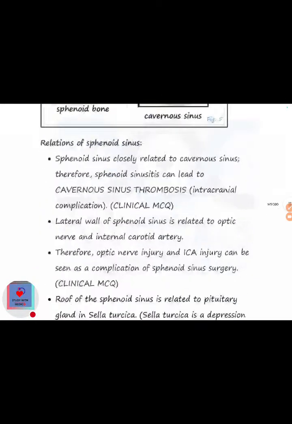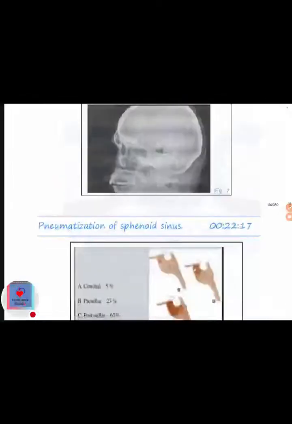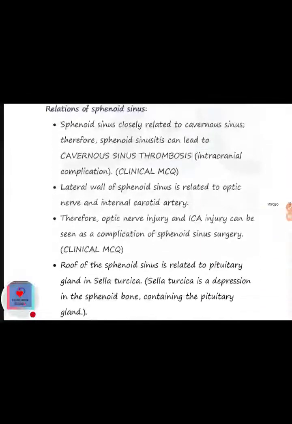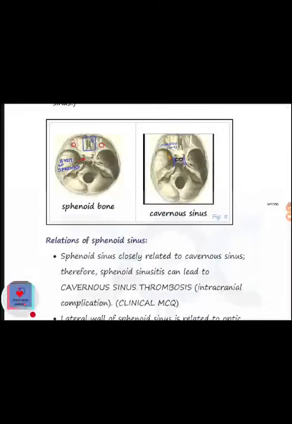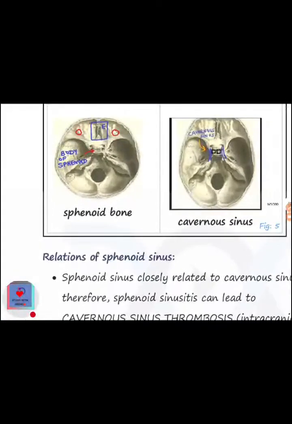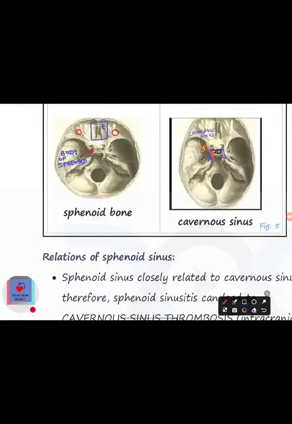So now, relations to the sphenoid sinus. This is very high yield. Let's see this. So this is the sphenoid sinus, and in the sphenoid sinus you see this box-like thing, the sphenoid sinus inside, and inside you can see the cavernous sinus is there. So this is the body of the sphenoid, this is the ethmoid, these are the orbits. Okay, this is the sphenoid sinus.